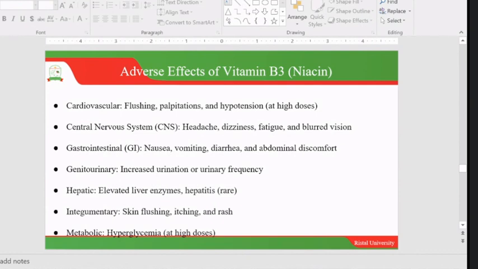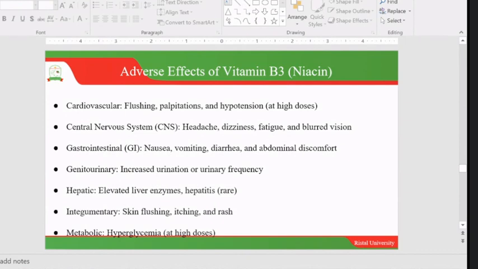And if someone is exposed to this, there could be high mortalities or high morbidities, either way. We're looking at the central nervous system: someone could experience headaches, dizziness, fatigue, blurred vision. For the gastrointestinal system, the person could feel abdominal discomfort, and we could also see them emptying their bowel contents through vomiting or diarrhea. For the genitourinary system, we are looking at increased urination and urine frequency.